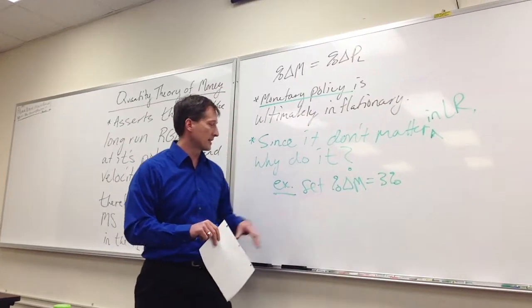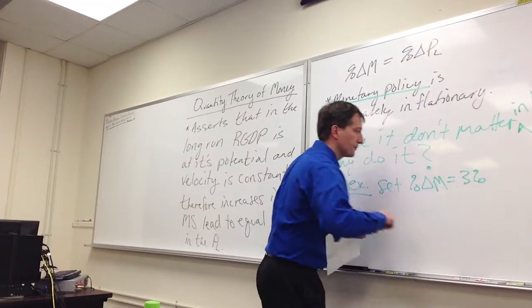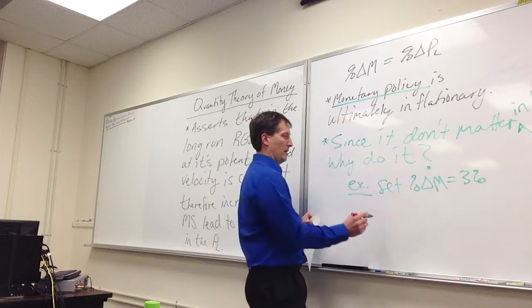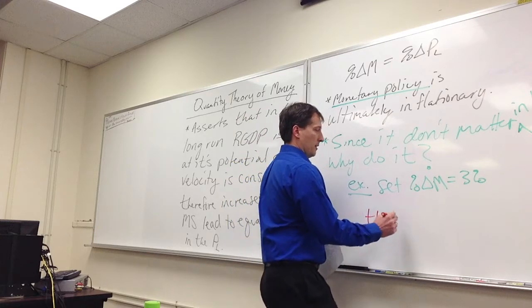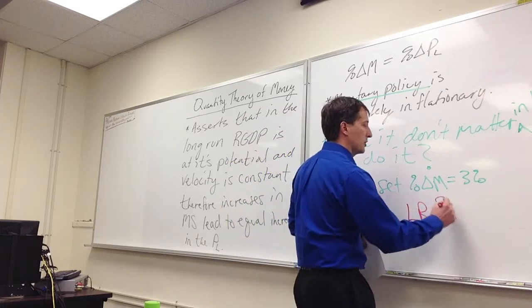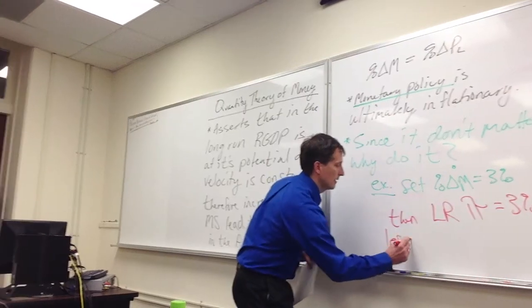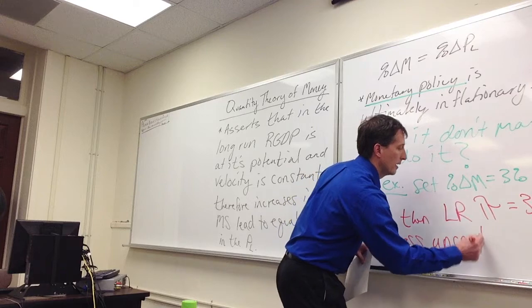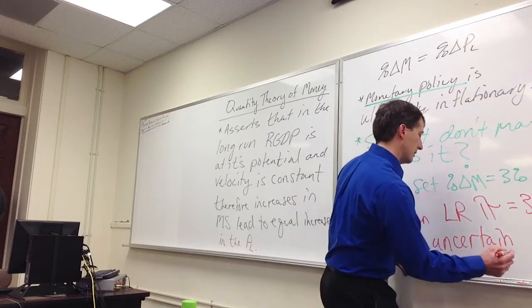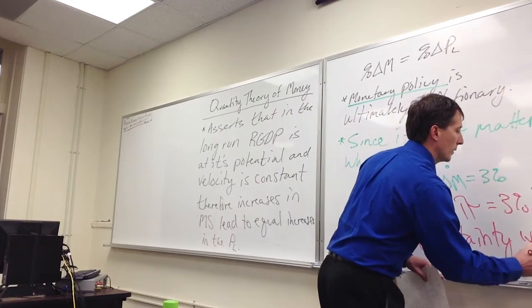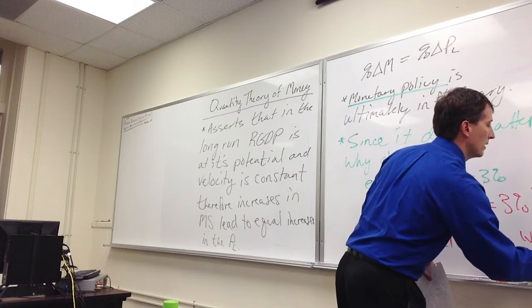So if this is it, then long run inflation will equal 3%. Less uncertainty. Less uncertainty with decisions.